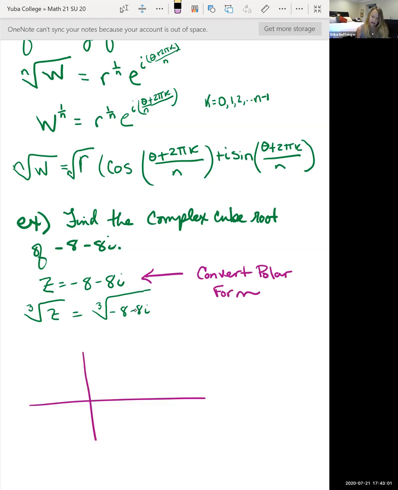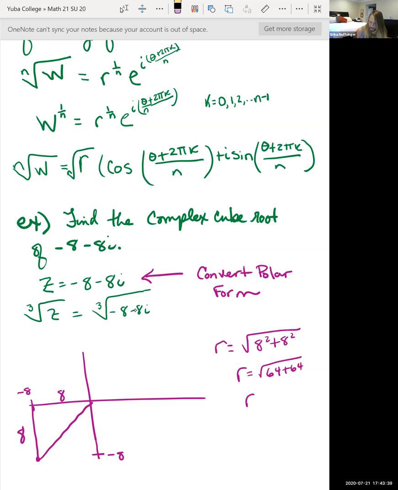So I have -8, -8. So if I go over left 8 and down 8, we have our triangle now. We can figure out what theta is, and we can figure out what r is. So r is equal to the square root of 8 squared plus 8 squared. So r is equal to the square root of 64 plus 64. So r is equal to the square root of 128.